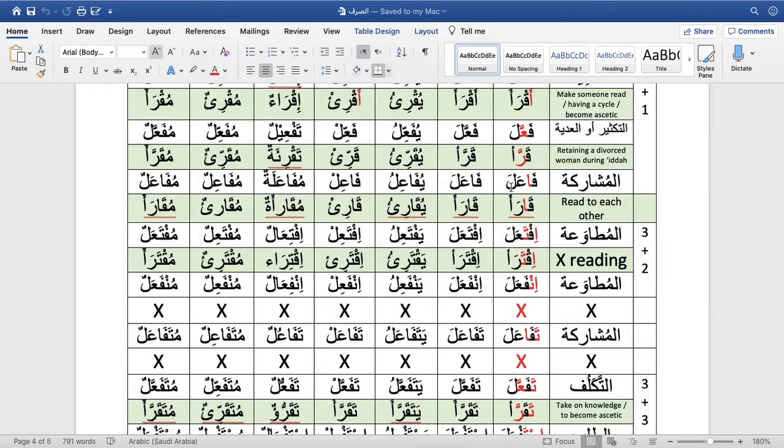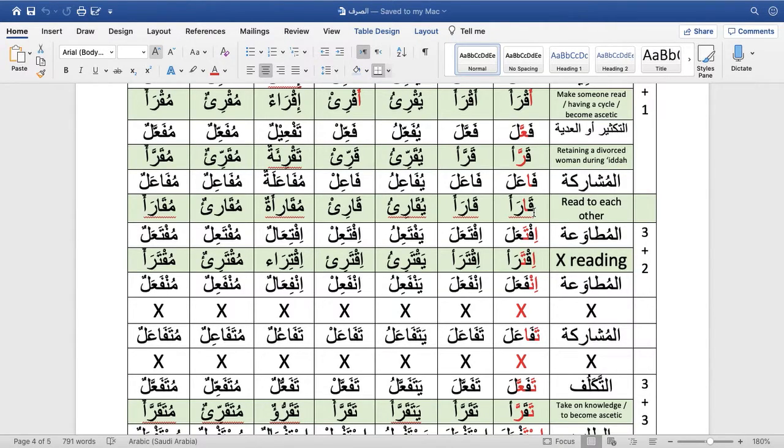Then we go to fa'ala, and we said that the main meaning of fa'ala is al-musharaka, engaging somebody else in the action, like you're sharing this action between you. So qara'a means to read to each other.